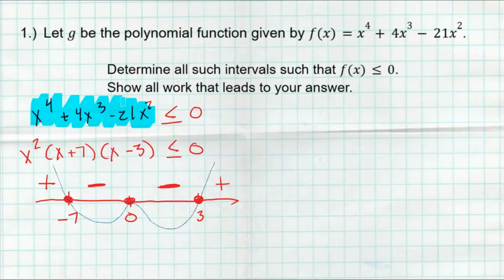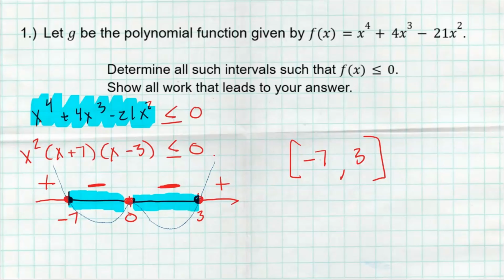Now, I'm looking to be less than 0, so I'm looking to be in this area right here, or again, equal to -7, 0, and 3. So the final answer, the set of values that are going to make this function less than or equal to 0, is going to be anywhere -7 to 3, brackets on that -7 and 3. Now, what about 0? Well, 0 is already included, right?